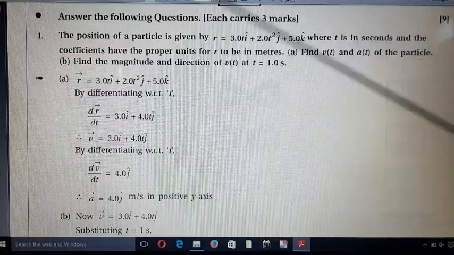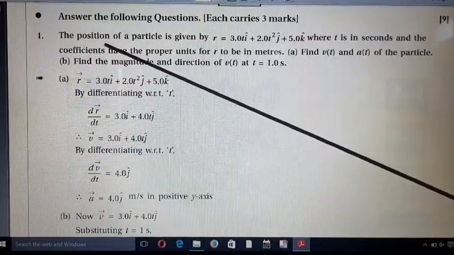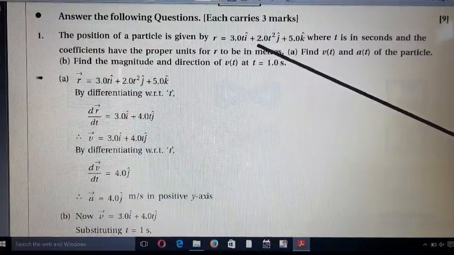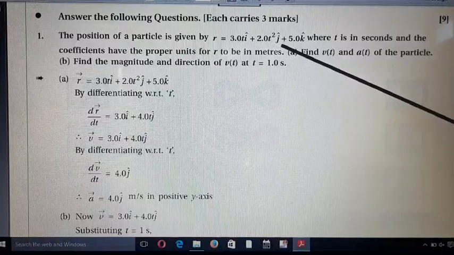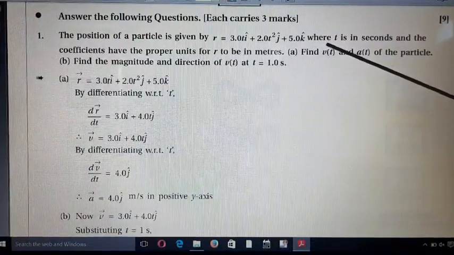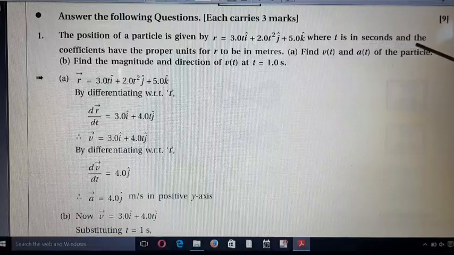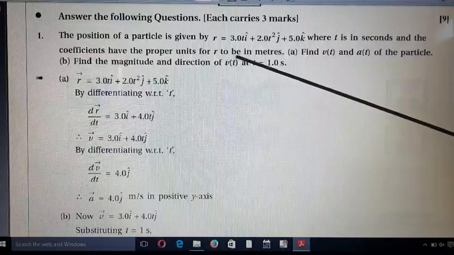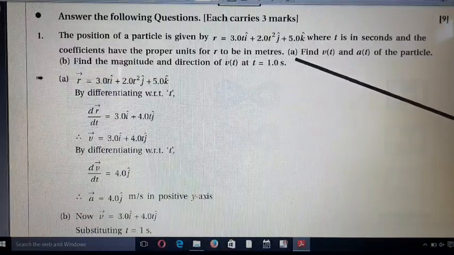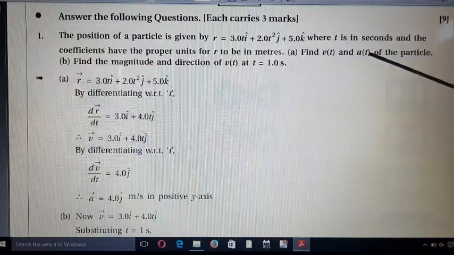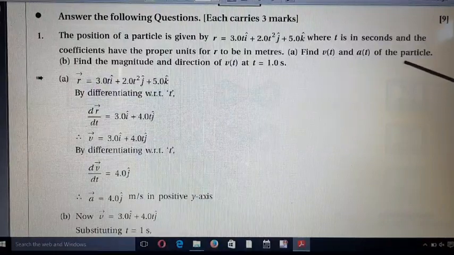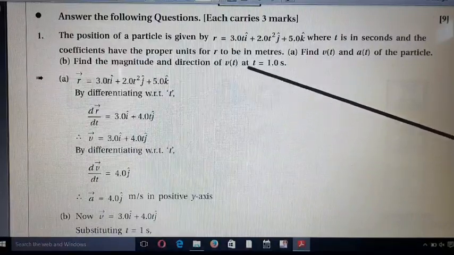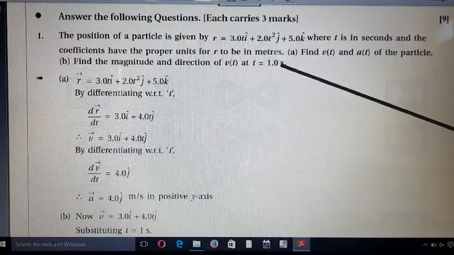So the first example is: the position of a particle is given by r = 3t i-caret + 2t² j-caret + 5 k-caret, where t is in seconds and the coefficients have the proper units for r to be in meters. A. Find v(t) and a(t), meaning the velocity and acceleration of the particle. And B. Find the magnitude and the direction of v(t) at t = 1 second.